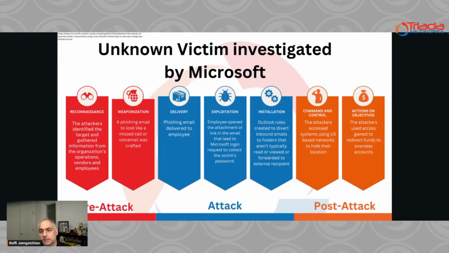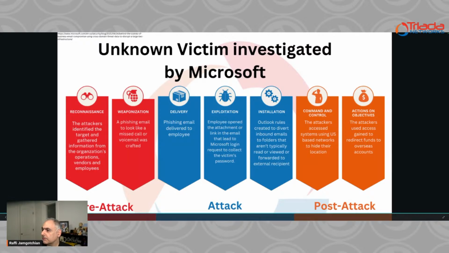At that point, the attackers access the systems using US-based networks to bypass any potential alarms that would go off if they were connecting from a remote location outside the country. And then they use that to redirect funds by changing numbers in the bank information on an invoice.